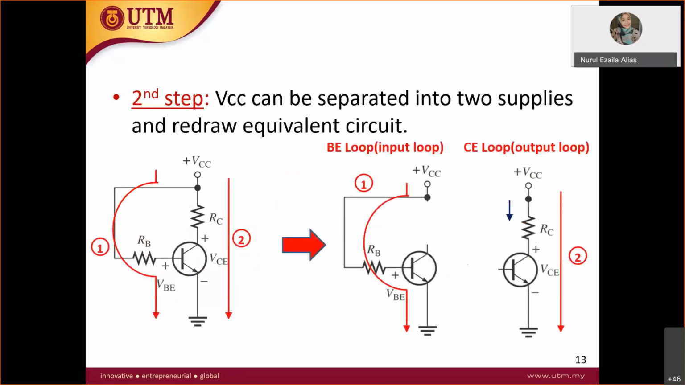The second step is you separate the input loop and the output loop. From the input loop, you have base to emitter.